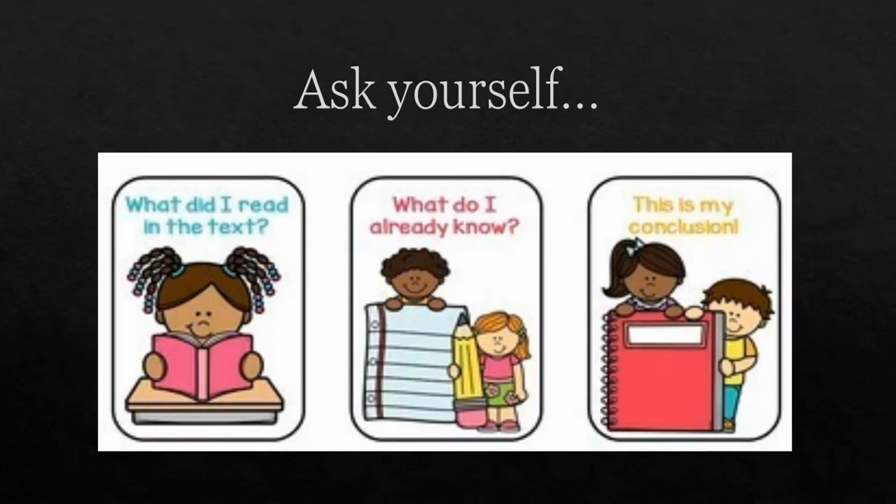Here are the steps on how to draw a conclusion. Step 1. Ask yourself, what did I read in the story? Use the story's details or clues to help you draw a conclusion. Step 2. Ask yourself, what do I already know? Use your prior knowledge. Let's say the story you read is about soccer, and you know a lot about soccer. Well, you can use your knowledge about soccer to help you draw a conclusion. Now for the third step. You add the information from step 1 and 2 to help you draw a conclusion.